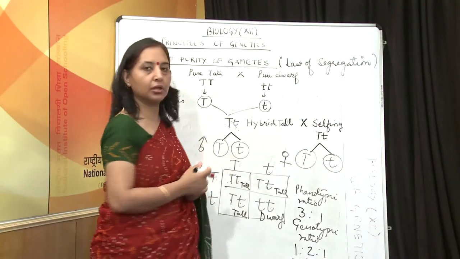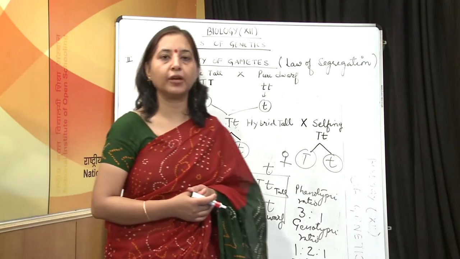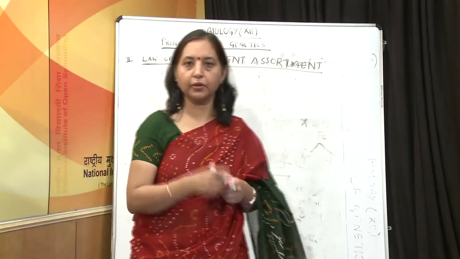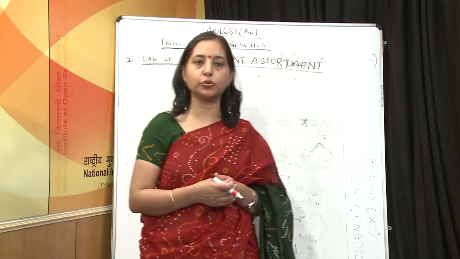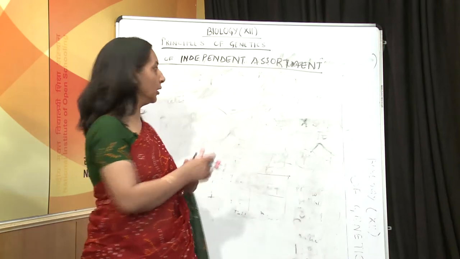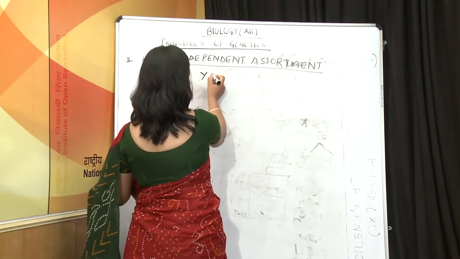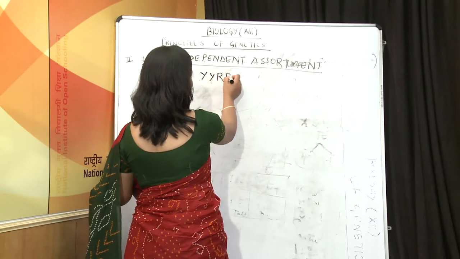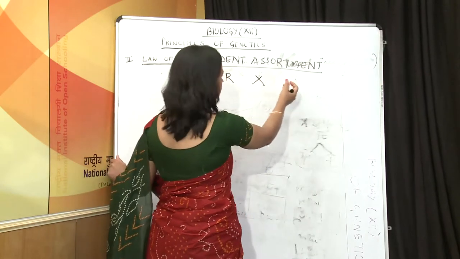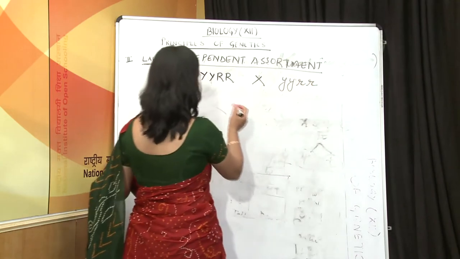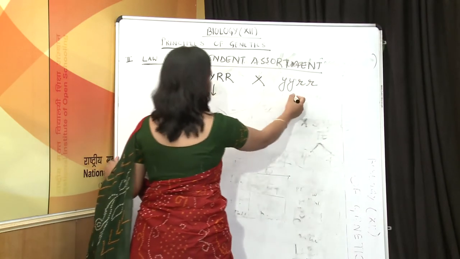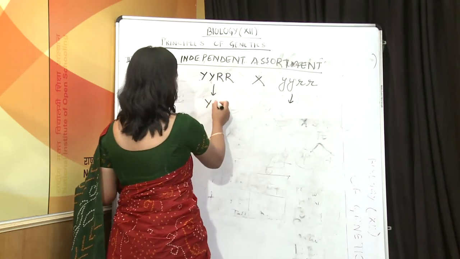Now we come to the third law, that is the law of independent assortment. In the law of independent assortment, we have to check the dihybrid cross, wherein we have to take two characters simultaneously into account. If we take yellow and round seeds as parents and cross them with a green and wrinkled seeded plant, these are the gametes.